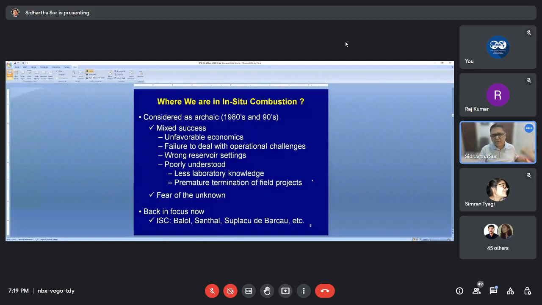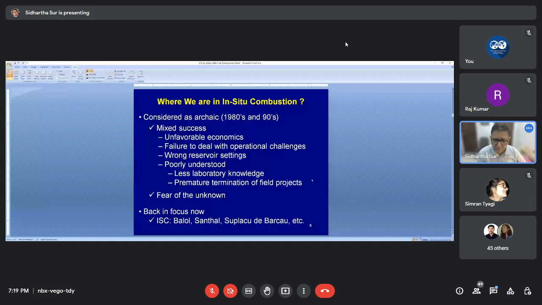That sort of concept didn't really work in the 1990s. So failures were coming more than successes. And most importantly, the process was very poorly understood. Why? Because of less laboratory knowledge. Hardly any people worked on the laboratory, and the world had 5 or 6 laboratories spread all over the world. So there was less laboratory R&D and premature termination of field projects.